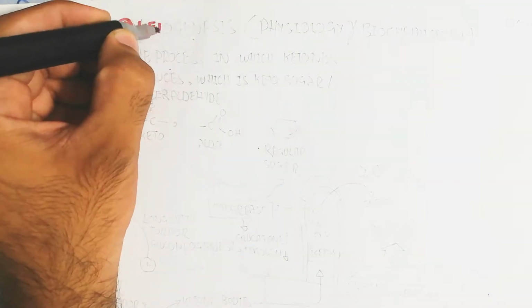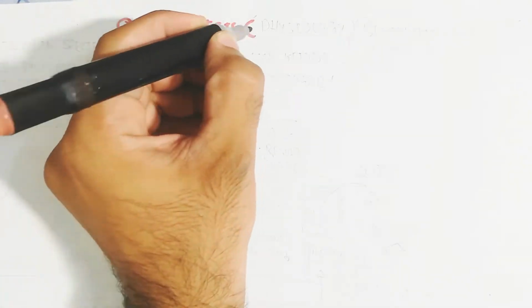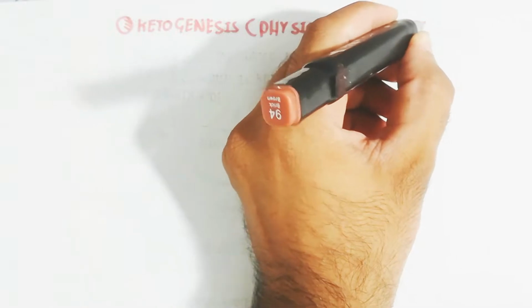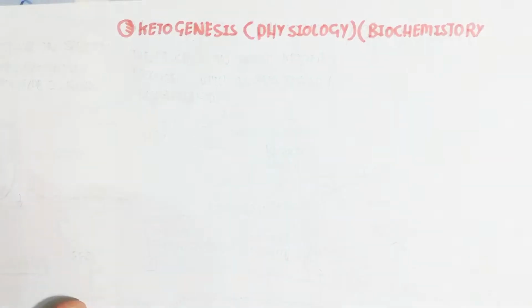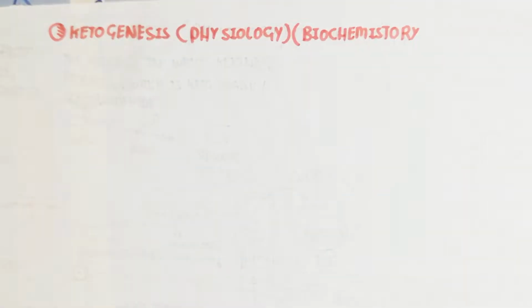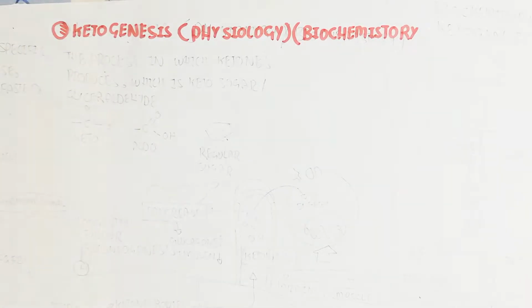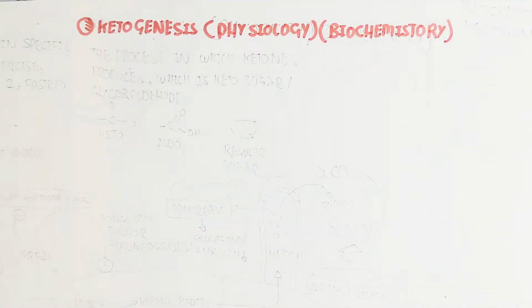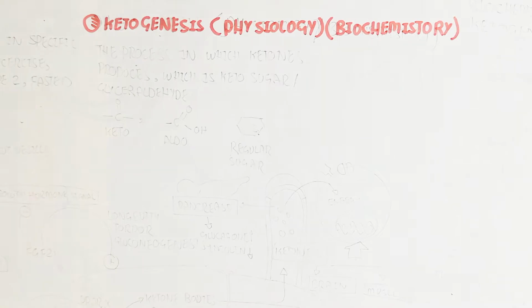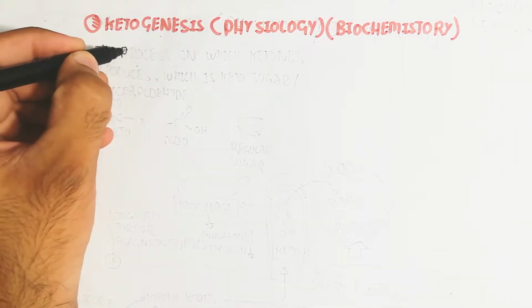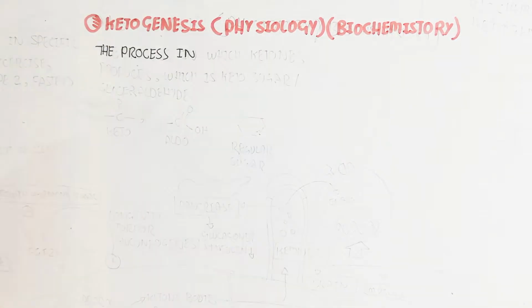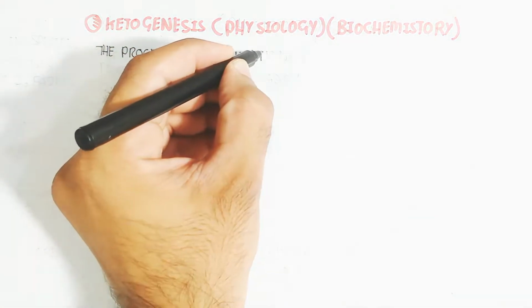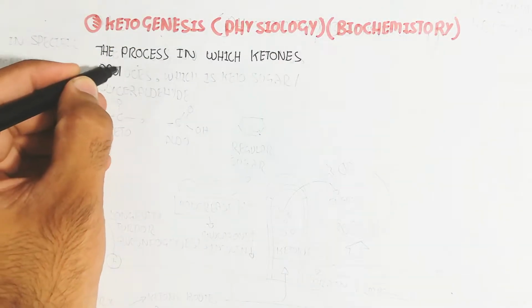Hello, in this video we will look at ketogenesis, the physiology, and at the end of the video we will learn about the biochemistry. So what is ketogenesis? In this video we will learn about ketogenesis, the process and its physiology, and what is the function of the ketones. So let's begin to understand the process in which ketones are produced, which involves keto sugar or glyceraldehyde.